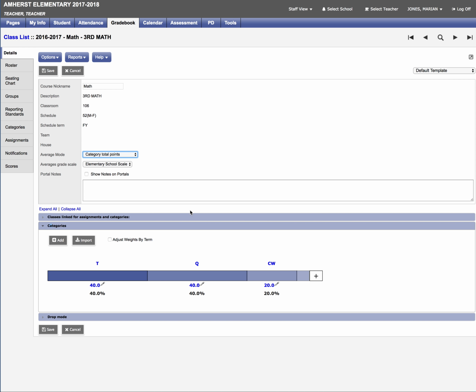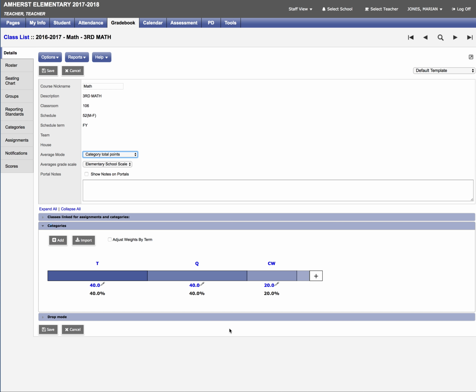First of all, in this example, you can see that this teacher has three categories. They have tests, quizzes, and classwork. Please take note that classwork is only 20% of their grade in this example. That means that if the teacher gives a 10-point homework assignment, it's not worth very much, and so it's not really going to affect their grade overall if they don't do it.